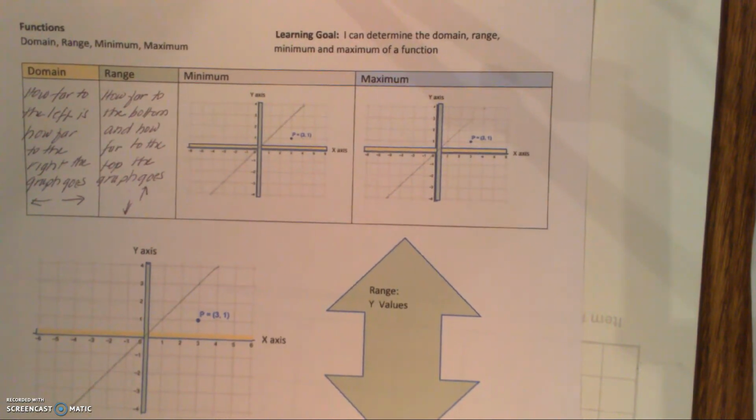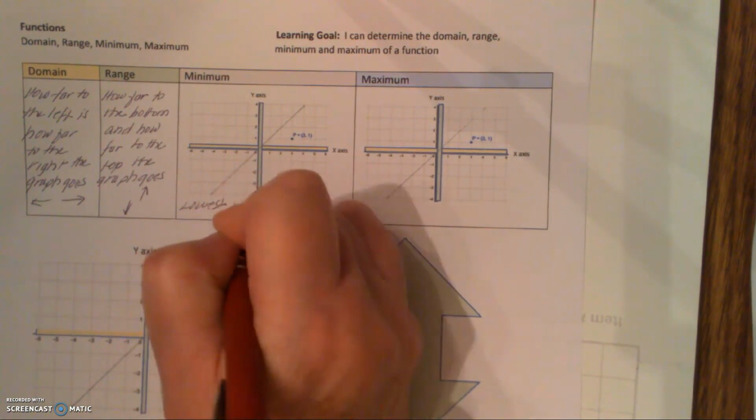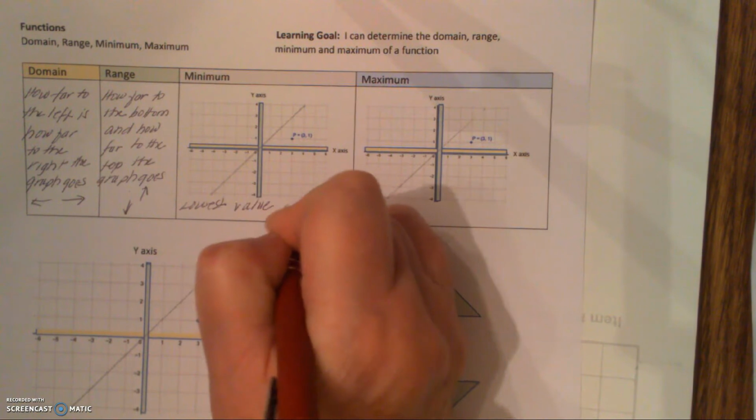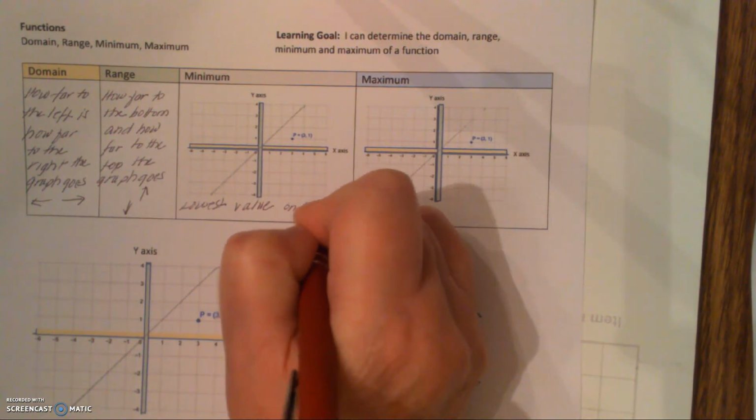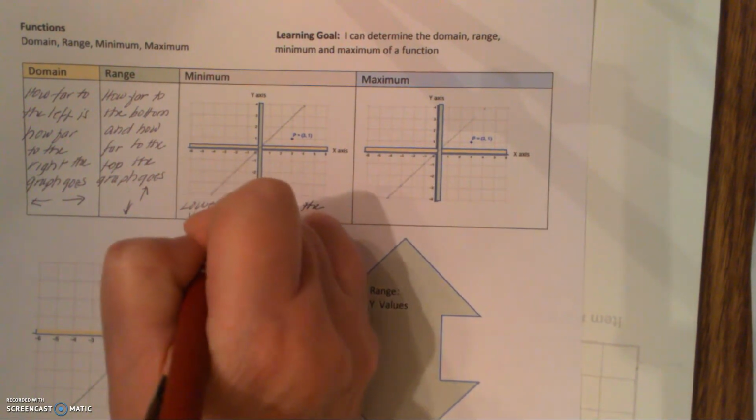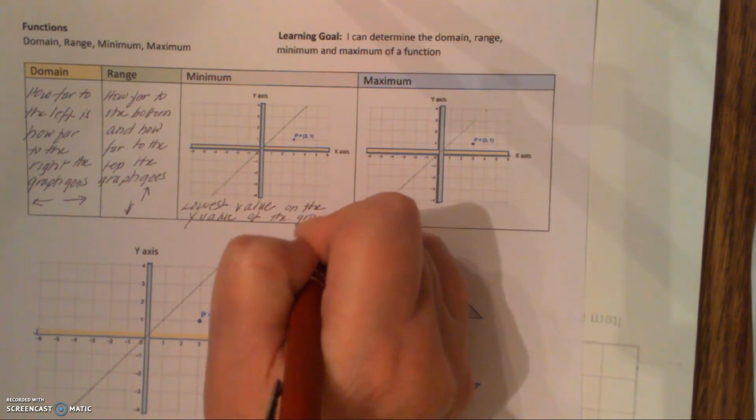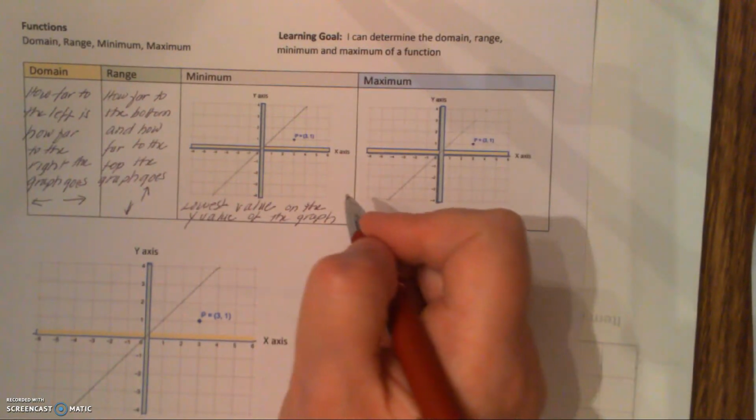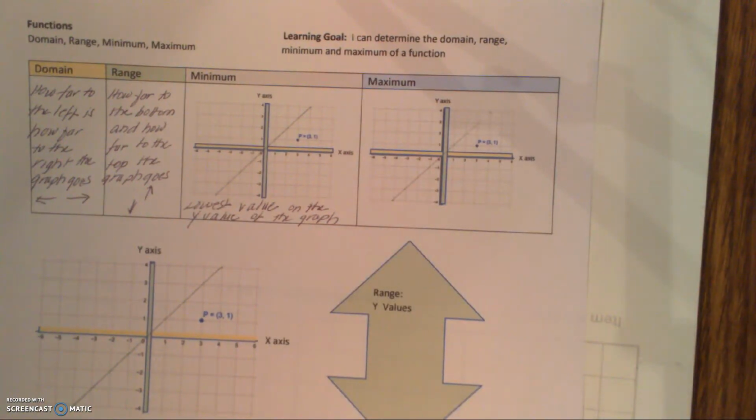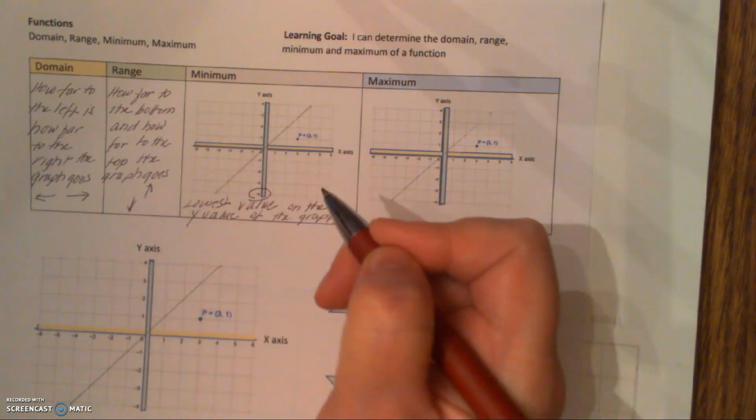The minimum is the lowest value on the y value of the graph. Okay. So here, the lowest value would be the -4. Okay.